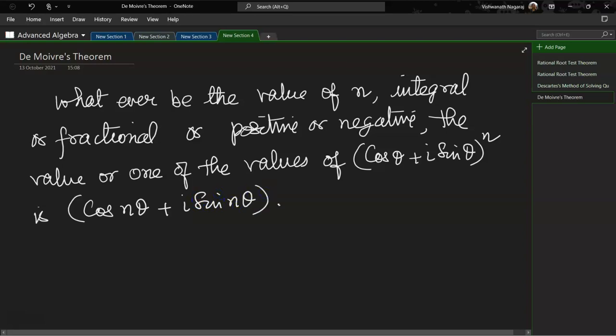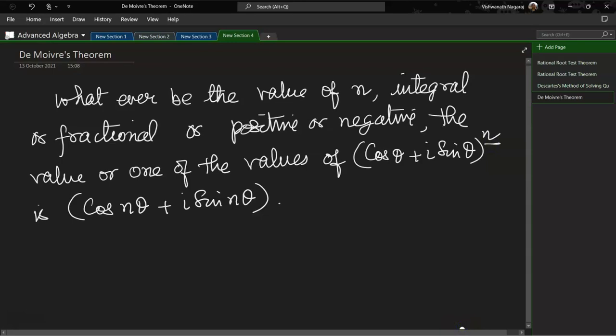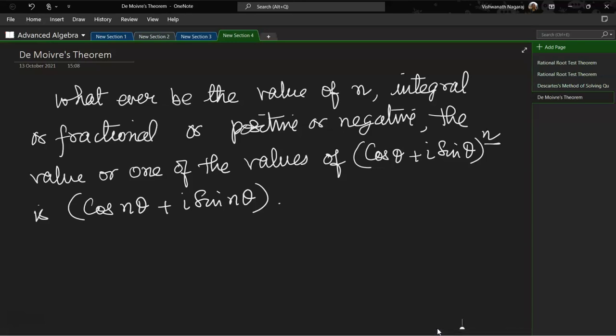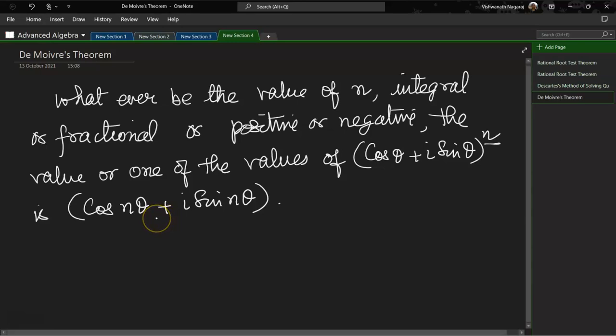Okay. So here this n may be integral, that means integers, or it may be fractional. It may be positive or negative. Irrespective of that case, one of the values would be this. So let's see whether we can prove it or not. Okay, so let's take the first case, and the first case is let n belong to positive integers.